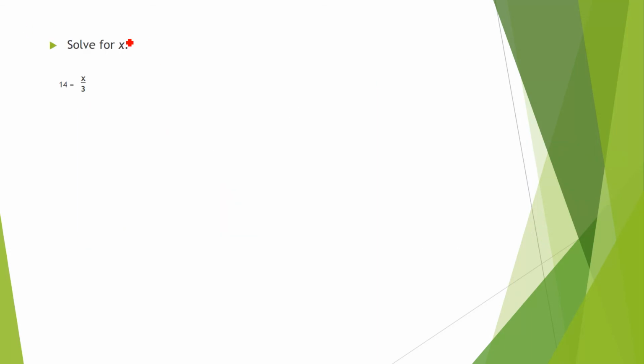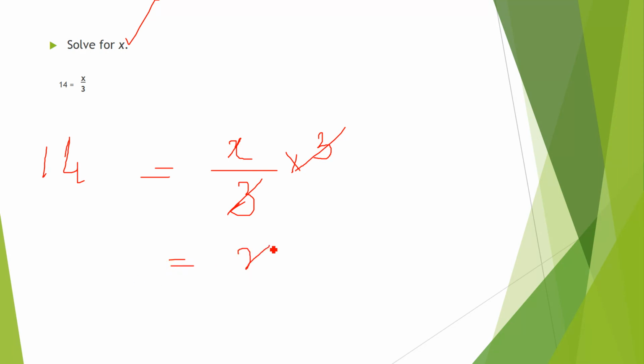Solve for x. Now our variable is x. So what we will do: 14 equal to x over 3. Again, you have to multiply by 3 in order to get only x on your right hand side. What we did on the right hand side, multiplication by 3, the same thing you have to do on the other side as well. So 14 times 3 is equal to 42, and this is the answer.